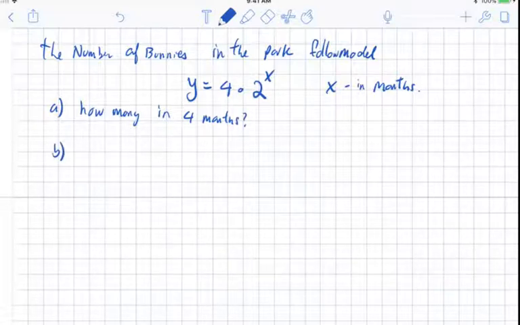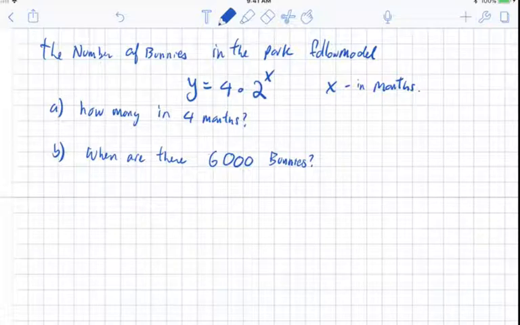B, how much time? Well, how about when? When are there 6,000 bunnies? So it's natural to see exponential increases like this, where the number of rabbits increases exponentially. Okay, so how do I do this? Why don't you try this question first?